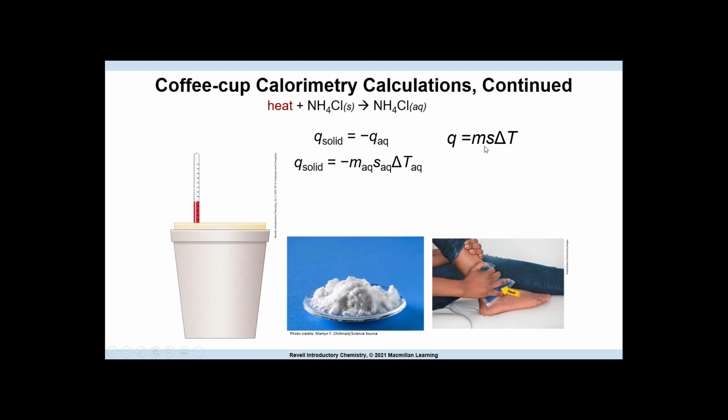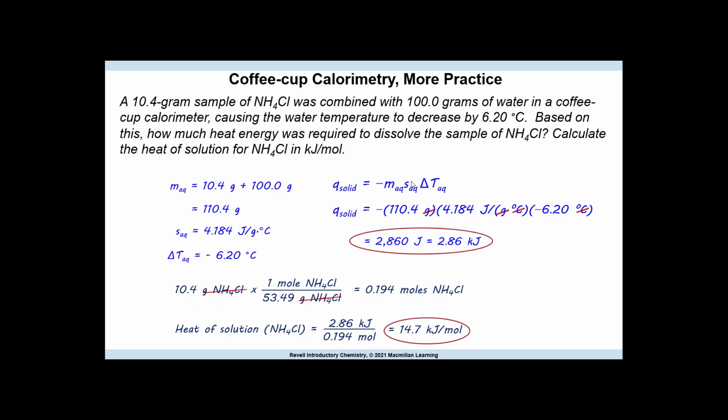Since we know that Q equals mass times specific heat times change in temperature, the equation becomes Q solid equals mass of the aqueous solution, specific heat of the aqueous solution, and a delta T of the change in temperature of the aqueous solution. So, for example, a 10.4 gram sample of ammonium chloride was combined with 100 grams of water in a coffee cup calorimeter, causing the water temperature to decrease by 6.20 degrees Celsius.